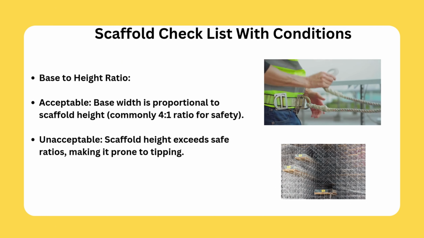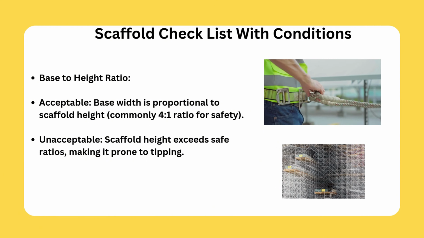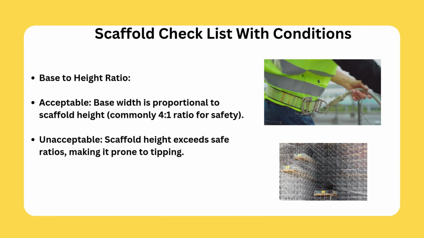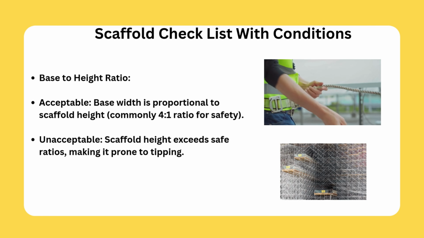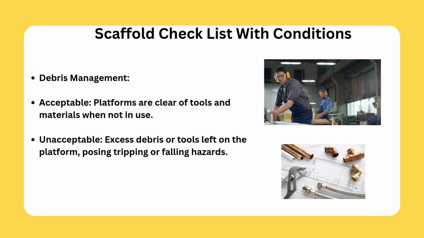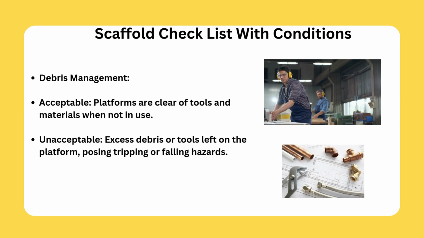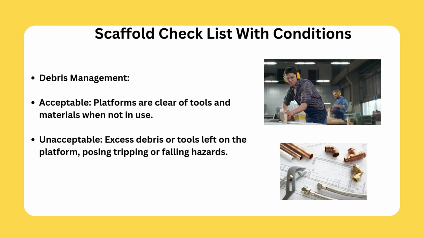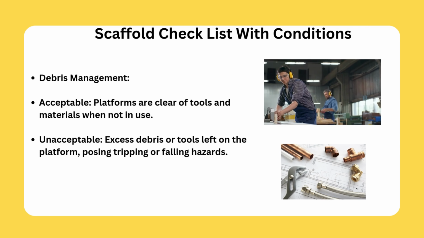Base to height ratio. Acceptable: base width is proportional to scaffold height, commonly a 4:1 ratio for safety. Unacceptable: scaffold height exceeds safe ratios, making it prone to tipping. Debris management. Acceptable: platforms are clear of tools and materials when not in use. Unacceptable: excess debris or tools left on the platform posing tripping or falling hazards.